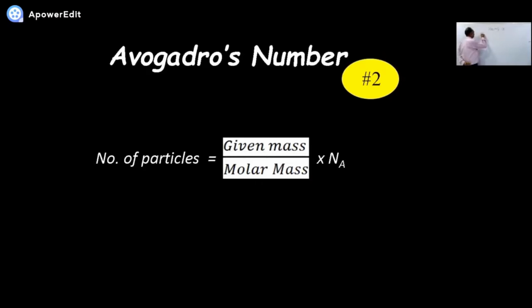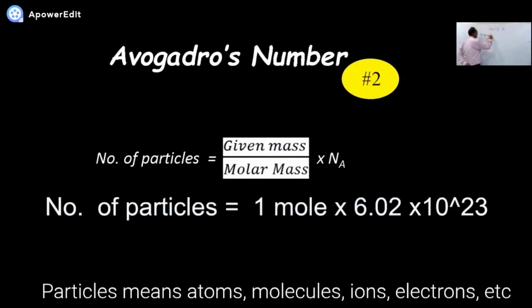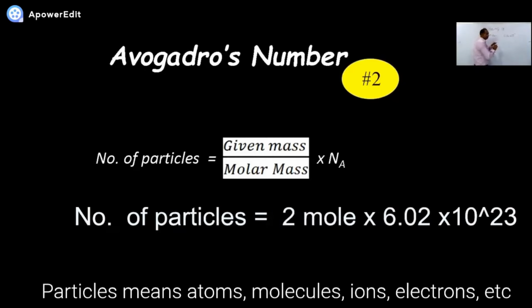Look at the board. Number of particles. If I have 18 gram of water, I have 6.02 into 10 to the power 23 water molecules. If I have 36 grams, then I will have double of it. Could be thrice of it.